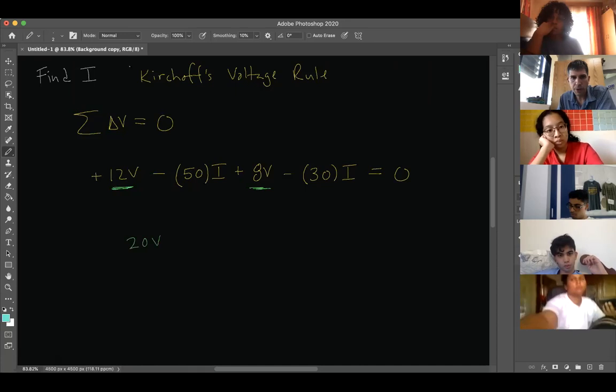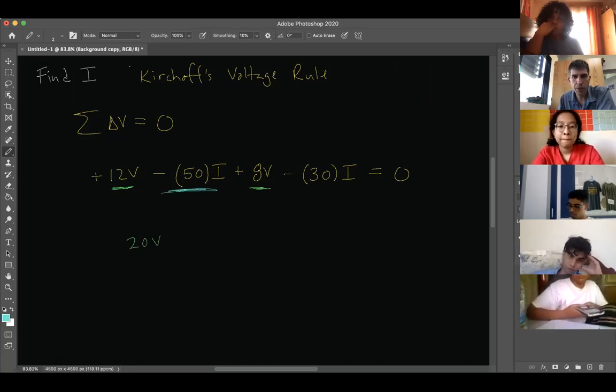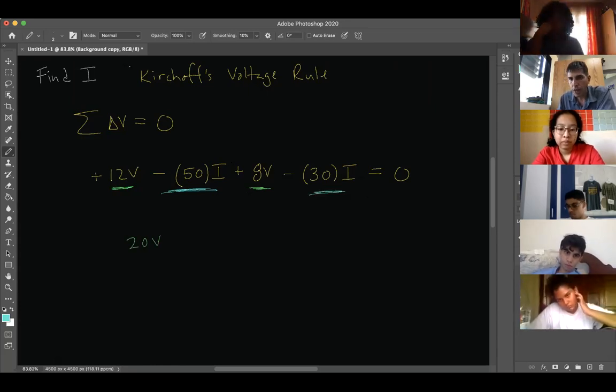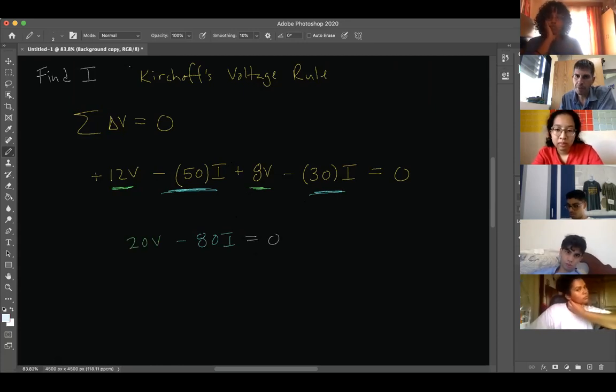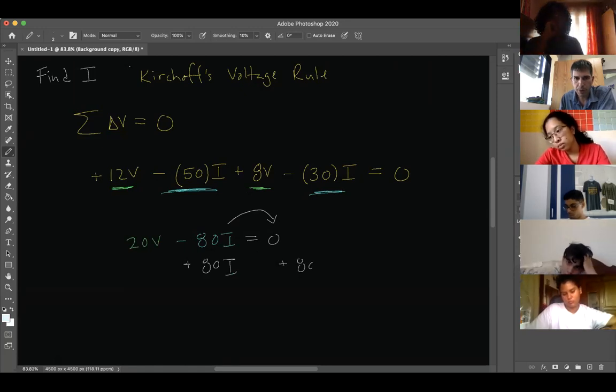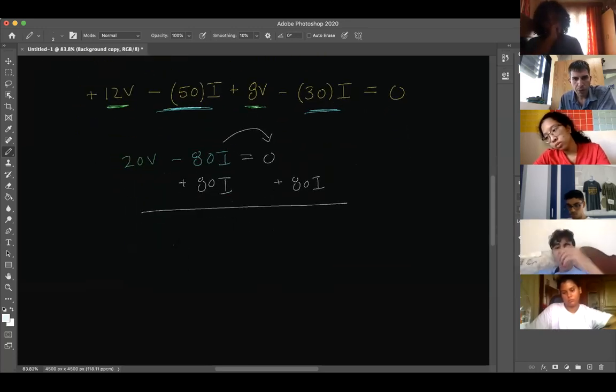And then I have these other two like terms. So minus 50I, 50 times the current, minus 30 times I. So that should be minus 80 times whatever the current is. And those two numbers should add up to be 0. Okay. So now I have 20 volts minus 80 ohms times I. So I can now put this term over to the other side by adding it to both sides. What you do to one side of an equation, you do to the other. And so you should now have 20 volts.